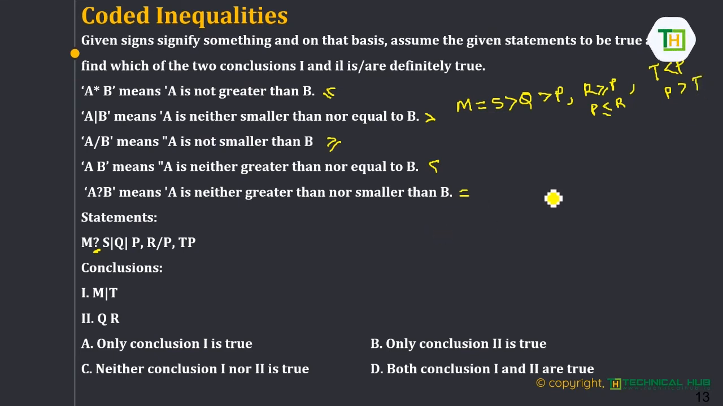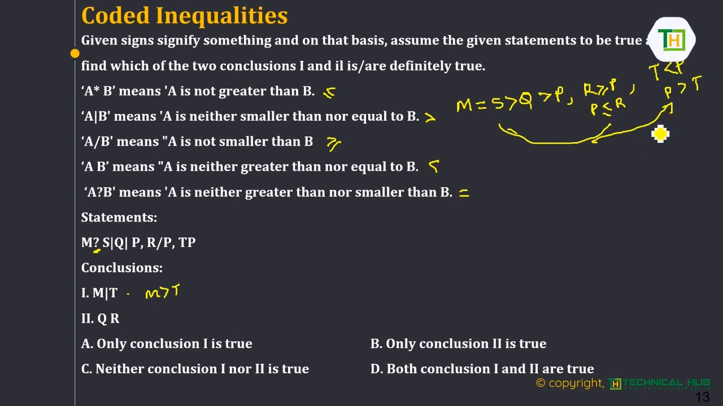Okay, coming to the conclusions. What is conclusion 1? M and T, what is the relation? M greater than T or not? Check the statements. Combine the first and second statements, or the first and third statements, since T is there.